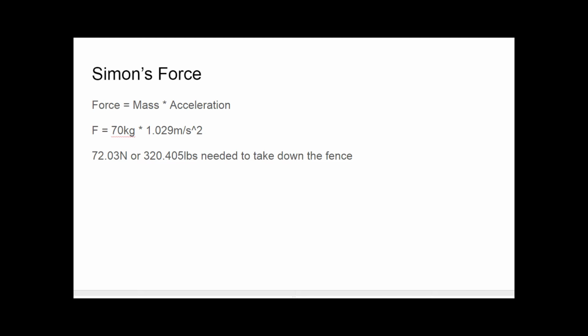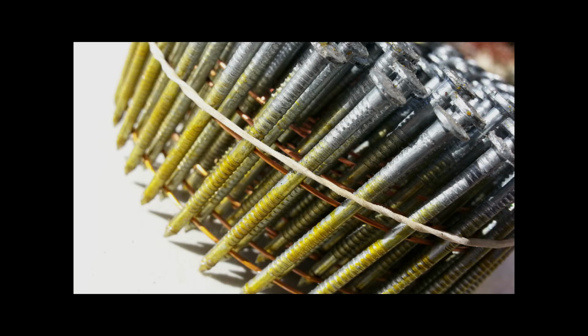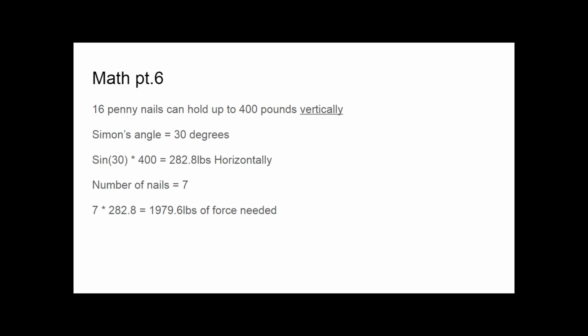To find the force needed to break the fence, we must look at how many nails there are in the fence and how much it can hold. A 3.5 16-penny nail is what usually holds up a fence. It can hold up to 400 pounds vertically. To find the force needed to take down the fence at an angle of 30 degrees where Simon jumped at, we can use a truss equation to find sine 30 times 400, which equals 282.8 pounds of force horizontally.